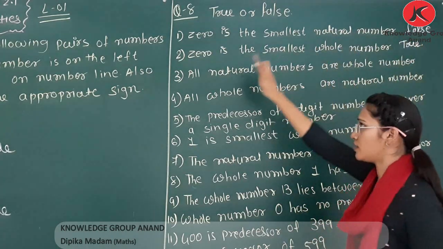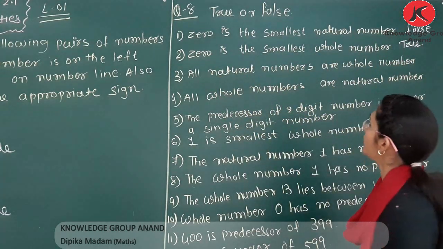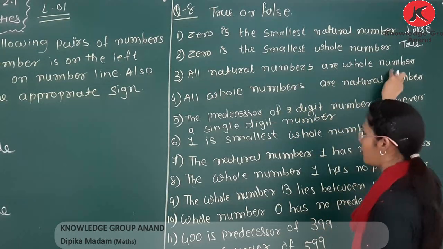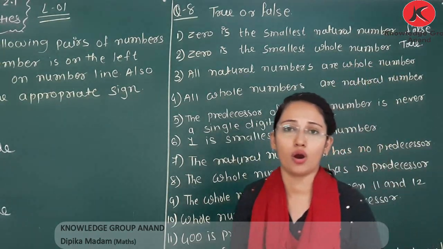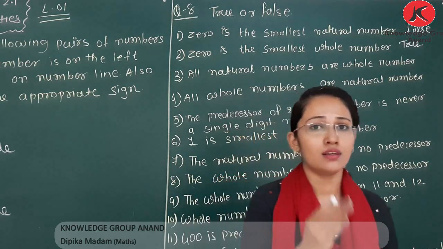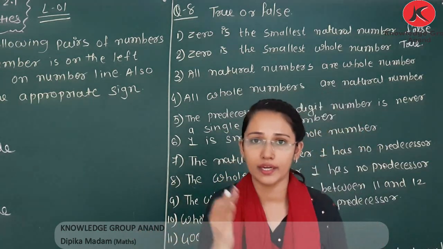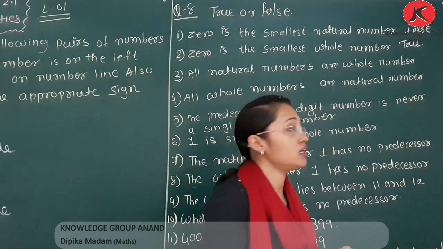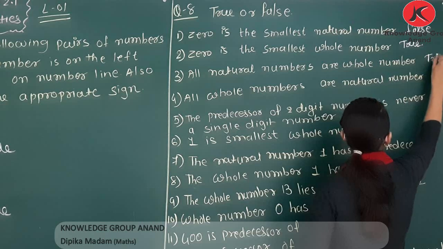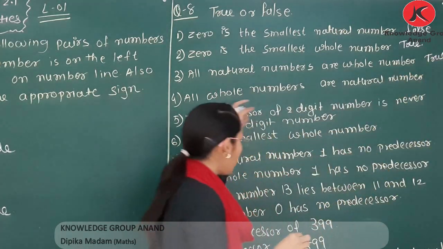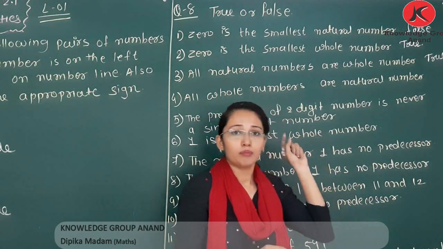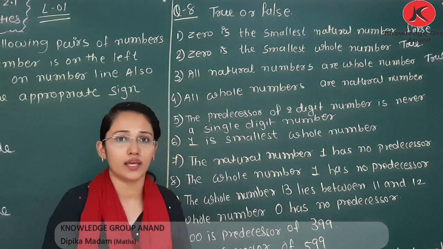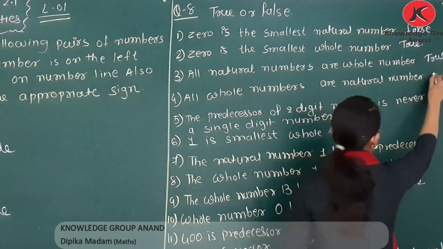Whole numbers start from 0. So 0 is the smallest whole number. Next, all natural numbers are whole numbers. Yes, whole numbers are 0, 1, 2, 3 to infinite, and natural numbers are 1, 2, 3 to infinite. It means all natural numbers are in whole numbers. So it is true. Are all whole numbers natural numbers? No. Why? Because 0 is not there in the natural numbers. So it is false.